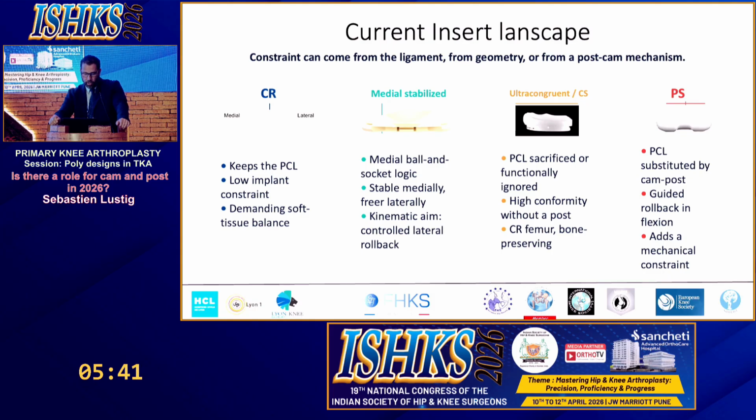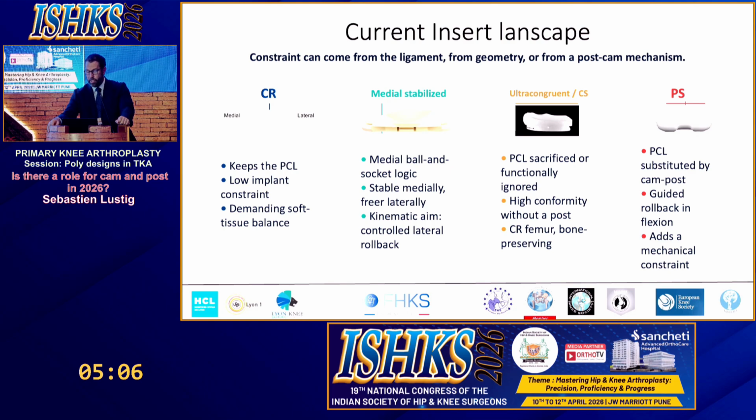If you want to synthesize and tell what the options are, I think all of us, when we're doing surgery, know that the constraint can come from different aspects: the ligaments for sure, the geometry, and also if you want to use a post-cam mechanism. So you have to choose between cruciate retaining, where you work with the PCL, you have a low constraint in your implants, but you need a good soft tissue balance. Then you have the medial stabilized option, and Sachin is going to talk about it with the evolution of the medial ball and socket logic, with a very stable knee medially, and you're aiming for restoring kinematics.